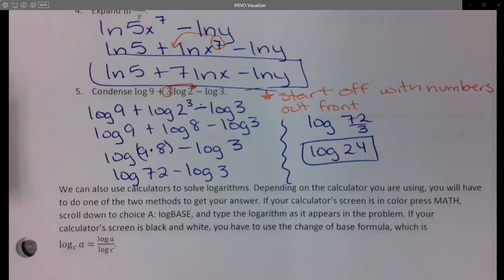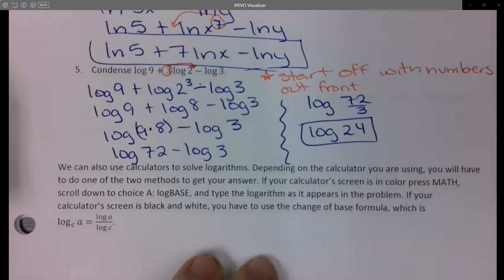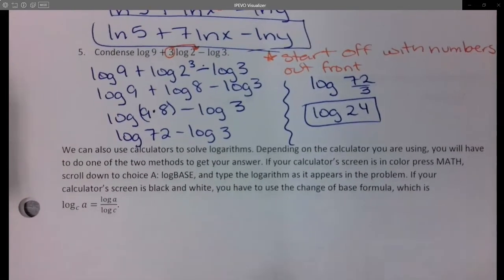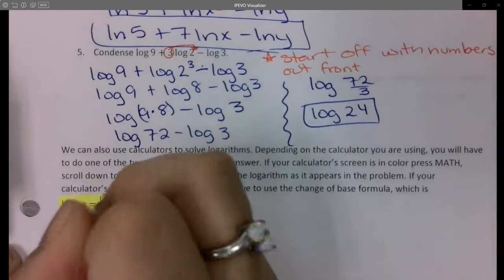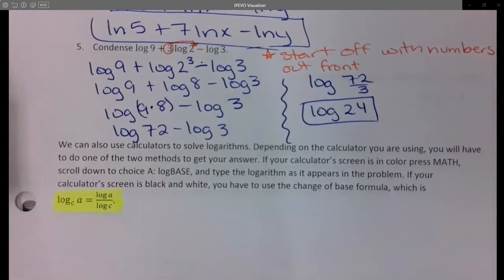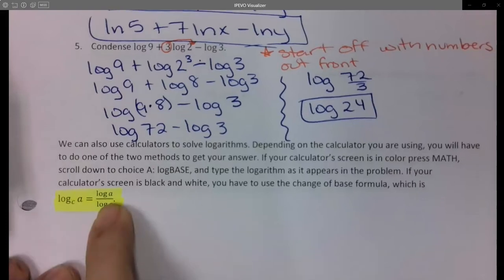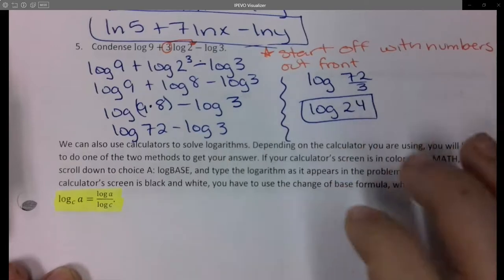Questions on number 5? Okay. These directions down below are mostly for those calculators that I had. But if you ever need to type in something, I showed you this one before, where the base is like a fraction on Desmos, you can do log of the number you care about divided by log of the base, if it won't come out nicely. So I'm going to go on to the back. I think there's 2 more.